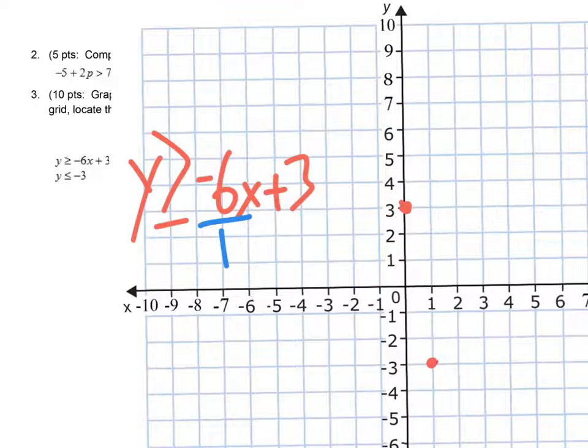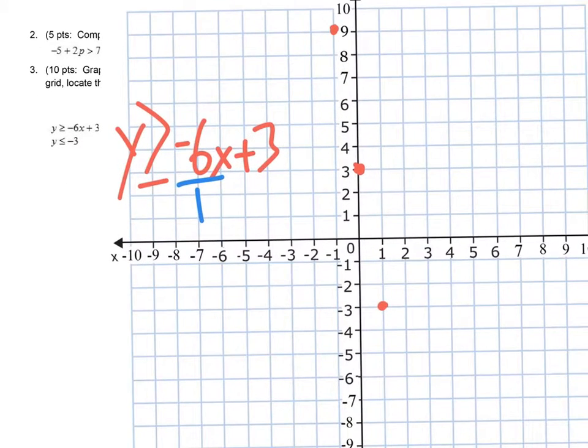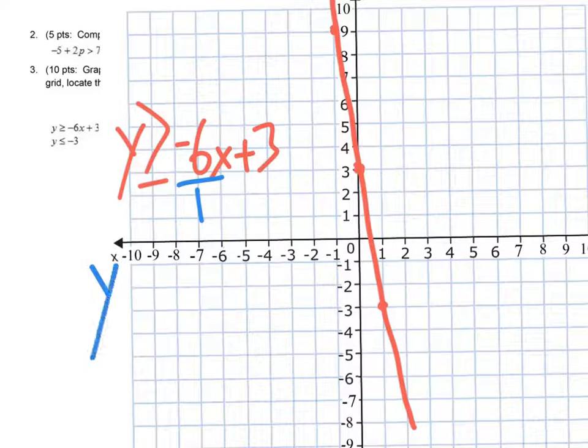And I know that it's going to look a little bit like this. I can see that we can go the opposite way. We can go up 6 and then to the left 1. And because it's y is greater than or equal to, that's going to be a solid line. All right, beautiful. What's our other linear inequality? I can see that it's y is less than or equal to -3. I'll write that right here. Y is less than or equal to -3.